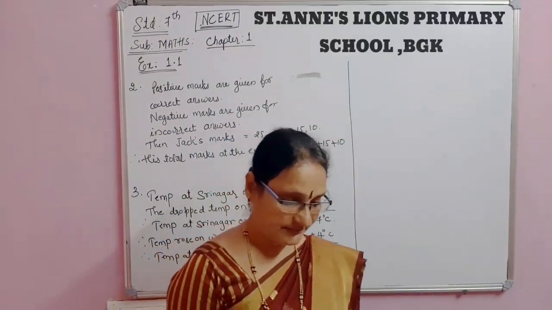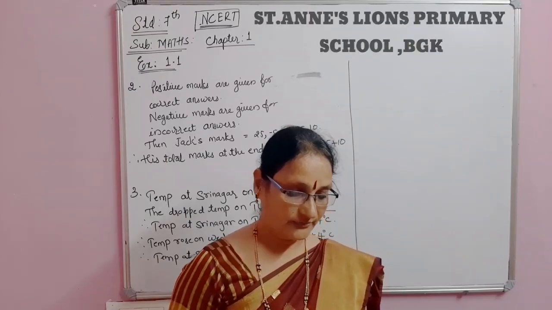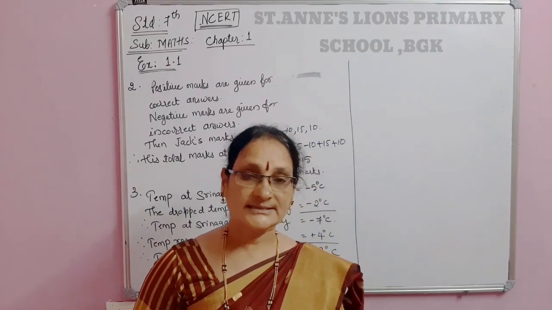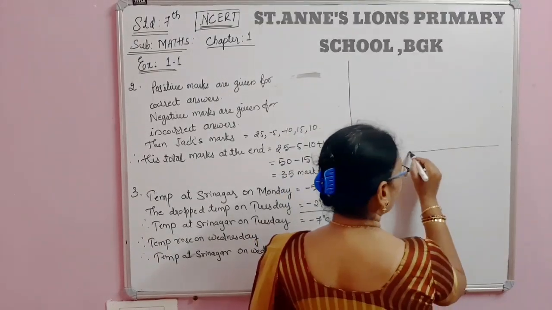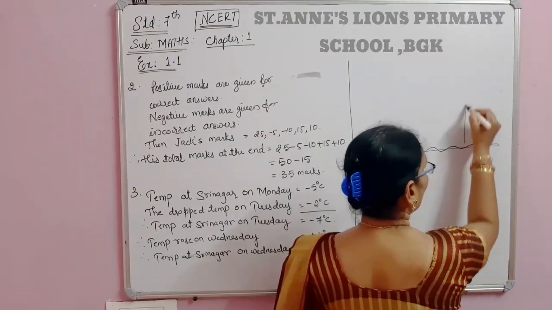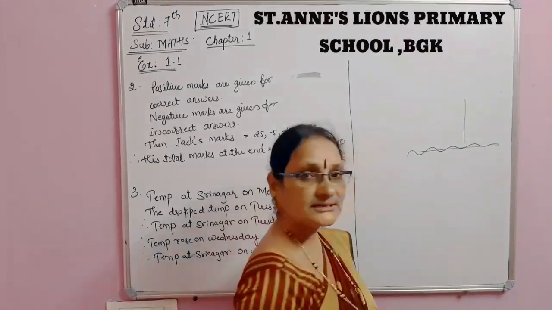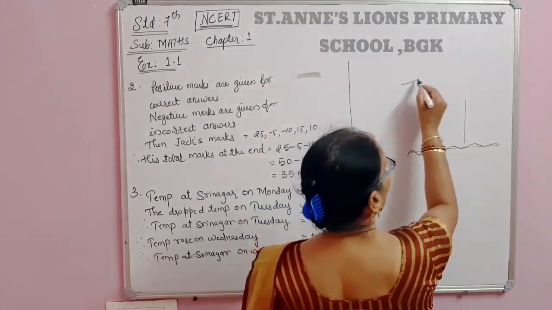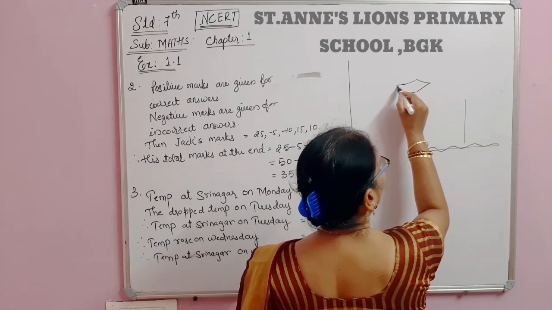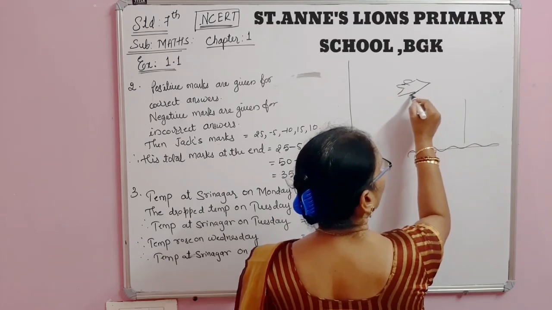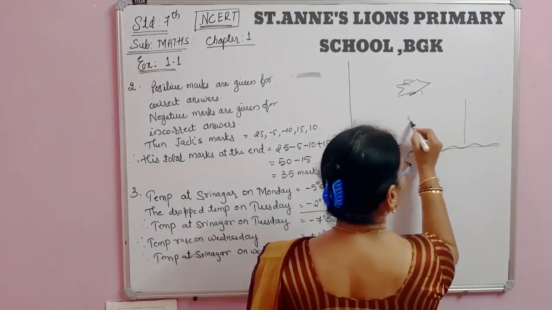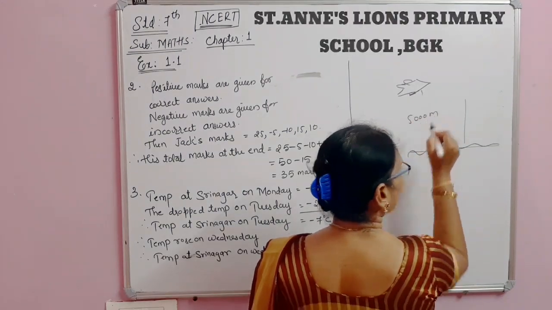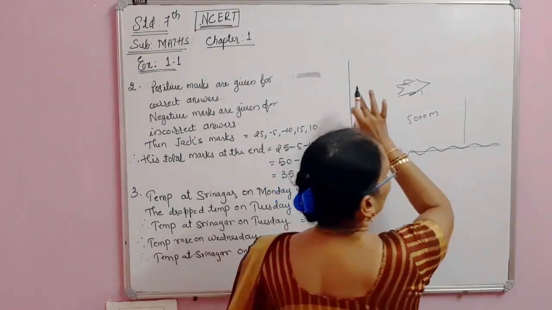Now the fourth problem. A plane is flying at the height of 5000 meters above the sea level. You know sea level, no? See, like this the sea level will be there. This is above the sea level. This is below the sea level. Here there is one plane flying like this. The distance between these two is 5000 meters. Then it goes on flying.